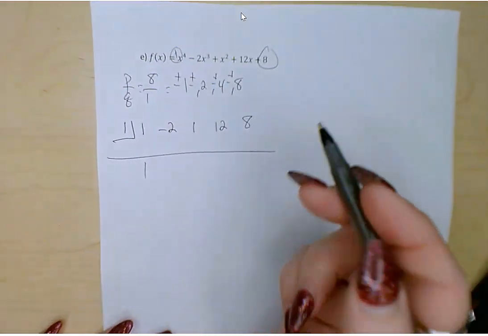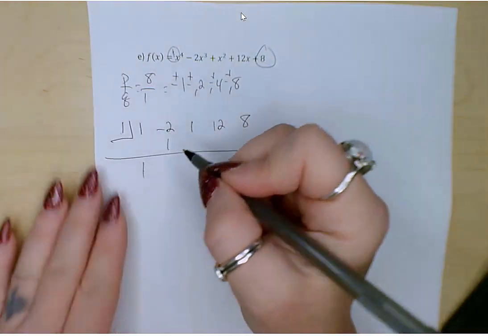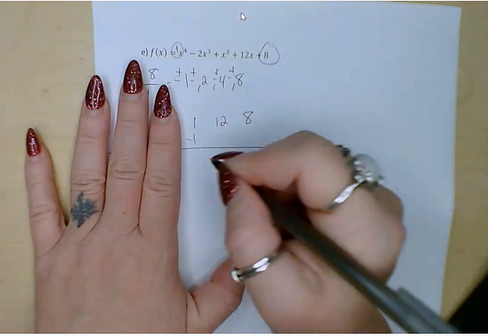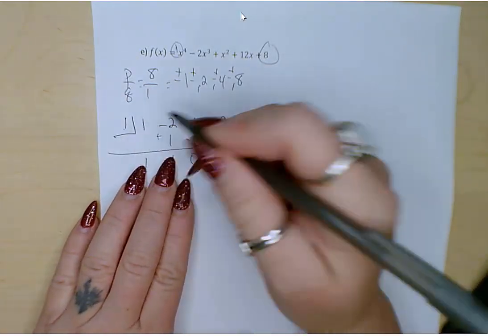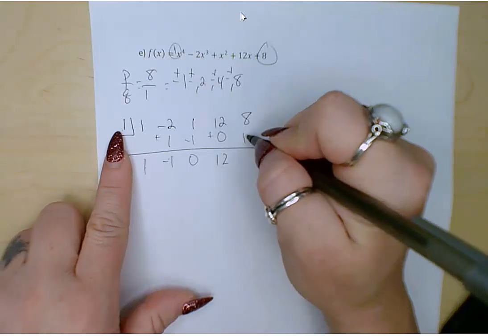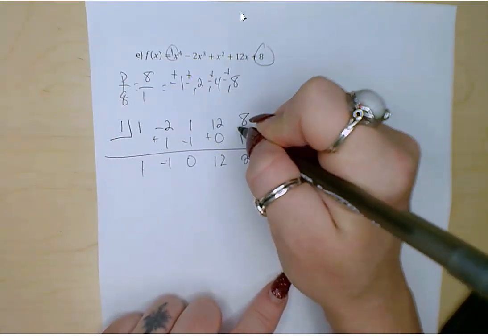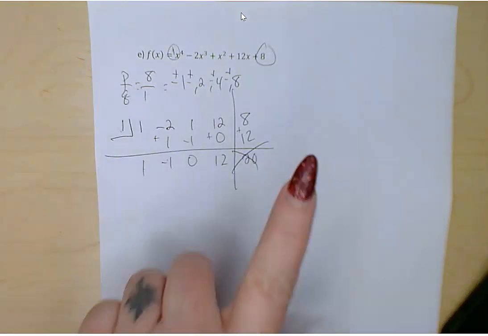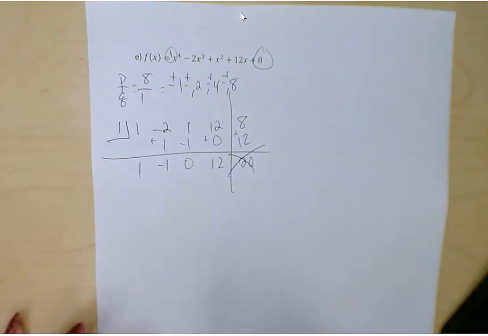Drop down the first number, multiply and add. 1 times 1 is 1. When we add, we get negative 1. When we multiply, we get negative 1. When we add, we get 0. When we multiply, we get 0. When we add, we get 12. When we multiply, we get 12. And when we add there, we get a 20, which is not what we want. We need a 0 in that remainder column.